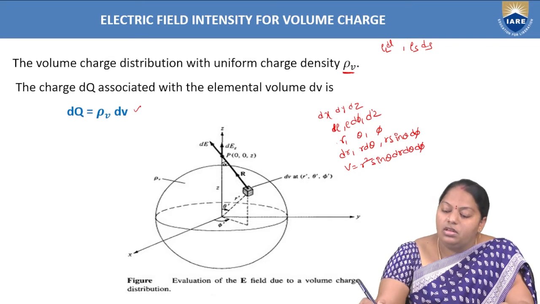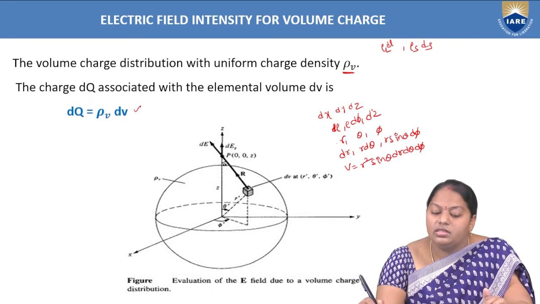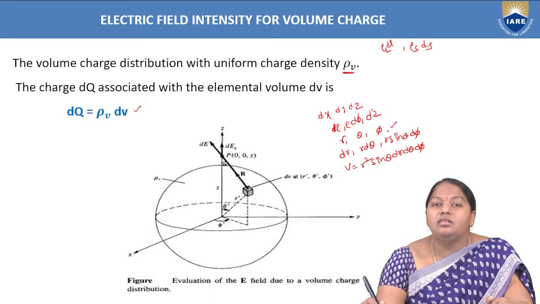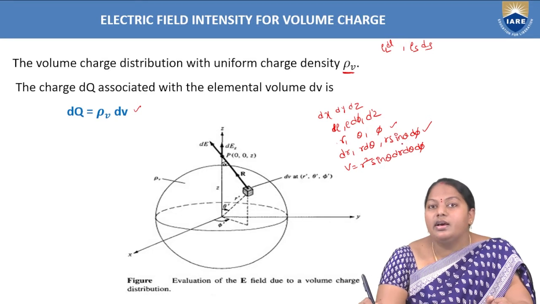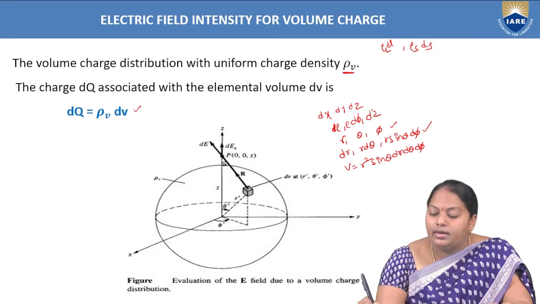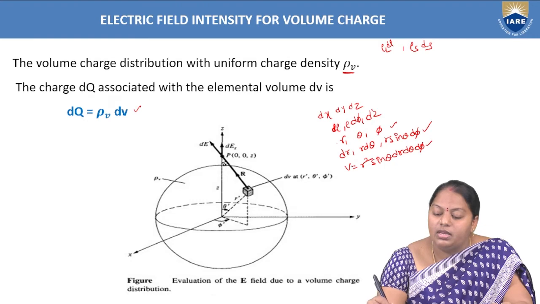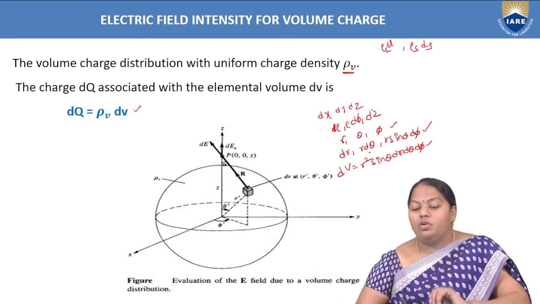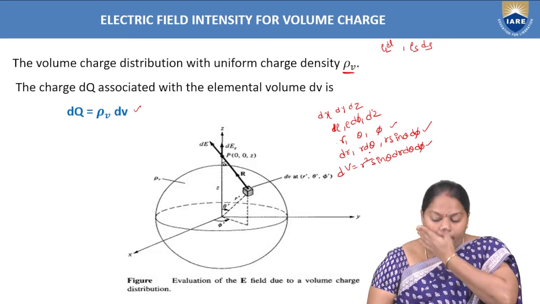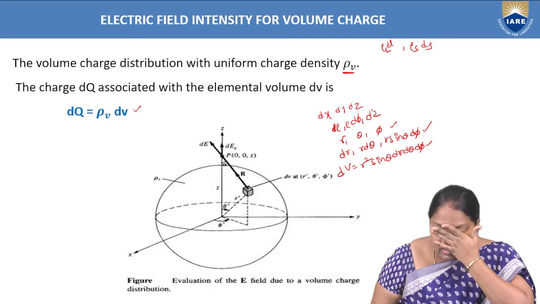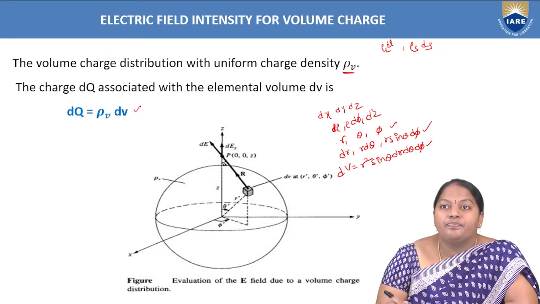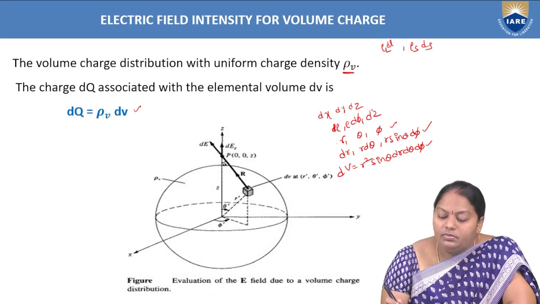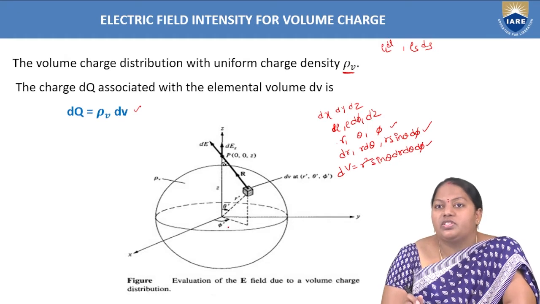So keep in mind, in order to evaluate this dq, we have to consider the spherical region components as r, theta, phi, and the differential components as dr, r d theta, and r sin theta d phi. The differential volume component is given by dv equal to r square sin theta dr d theta d phi. Okay, so from this figure, how are we going to estimate?